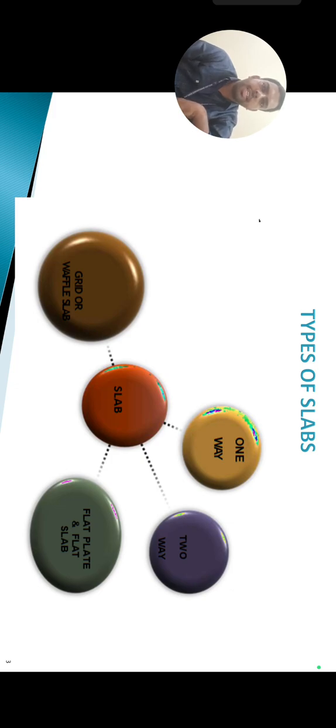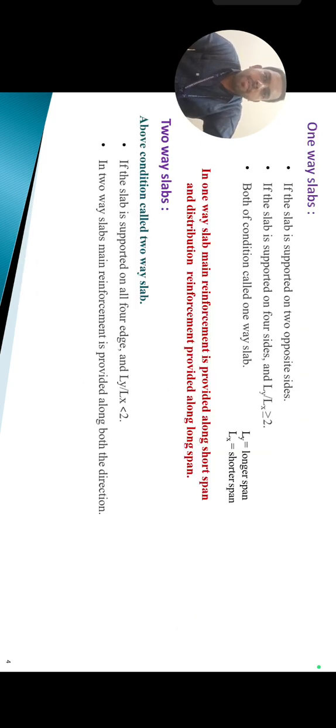Slabs can be classified into one-way slab, two-way slab and continuous slab. Some slabs are also categorized as flat slabs. What is a one-way slab? A one-way slab is supported on two opposite sides. If the slab is supported on four sides, then Ly by Lx is greater than or equal to 2. Here Ly and Lx are the longer span and shorter span of that particular room. Both conditions are called a one-way slab.